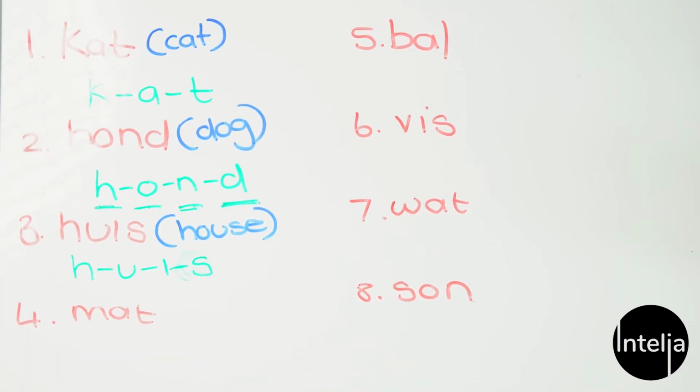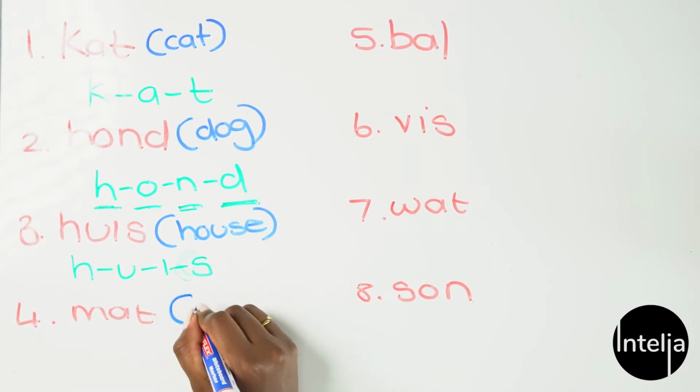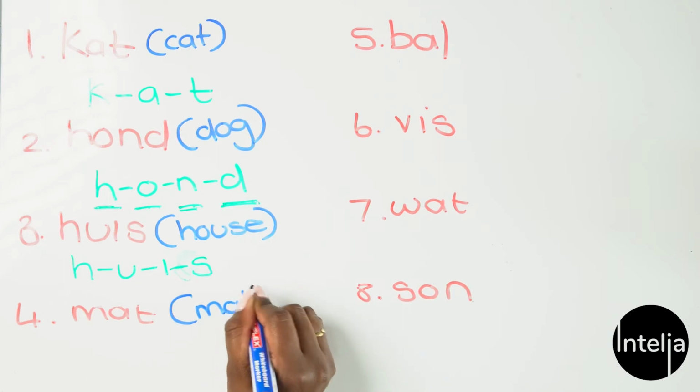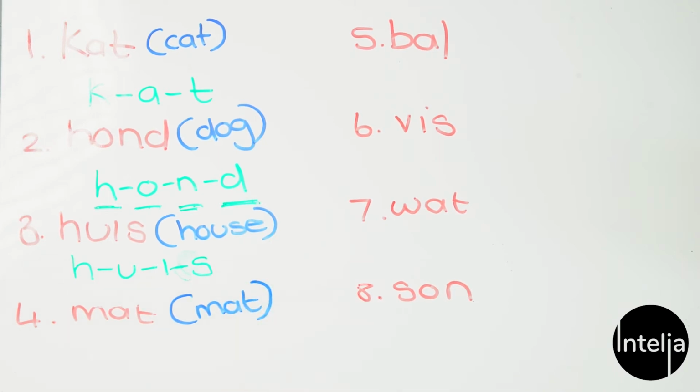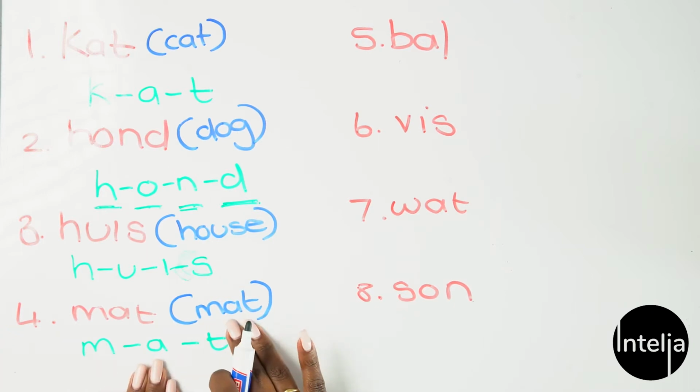Mat. What do you think a mat is in Afrikaans? Mat. Spelled exactly the same. Pronounced differently. This is a mat. Dit is a mat. Kat mat. So mat. Not mat. Mat. Remember a and a. So it sounds differently.